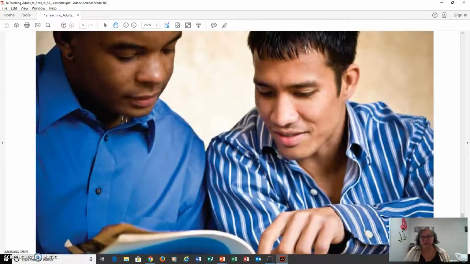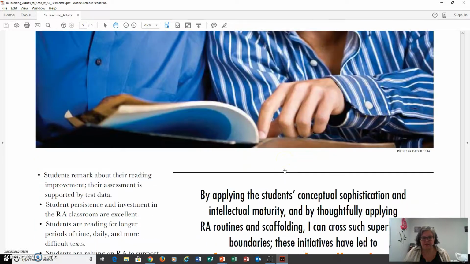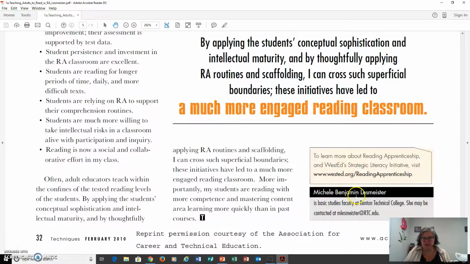Another picture. Okay, so it takes up a lot of space. I like that. All right, and they're working together. All right, another pull quote: conceptual sophistication and intellectual maturity, and by thoughtfully applying RA routines and scaffolding. Much more engaged reading classroom. Okay, so this is what they're going to get out of it. So my classroom is much more engaged. Well, that's what will happen if I use Reading Apprenticeship.